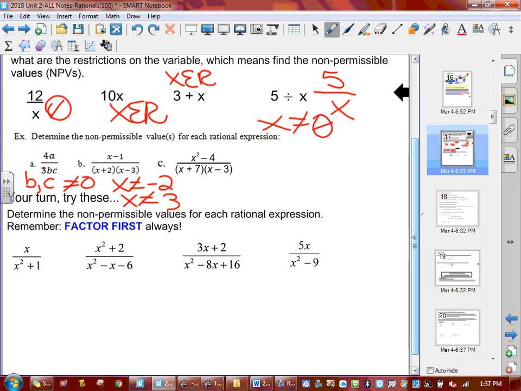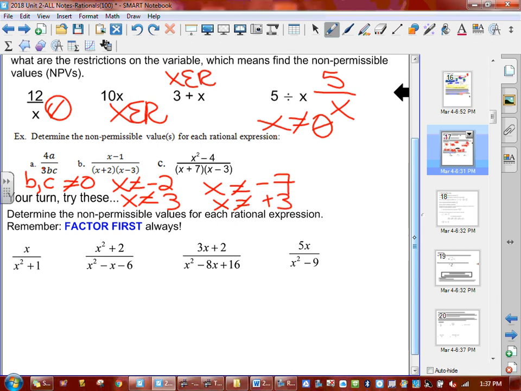-7. So x cannot be -7. What's the opposite sign of -3? +3. So x cannot be +3. I guess you don't have to put the plus sign in front. When we've got other situations like the ones you see below, they have to be factored first.